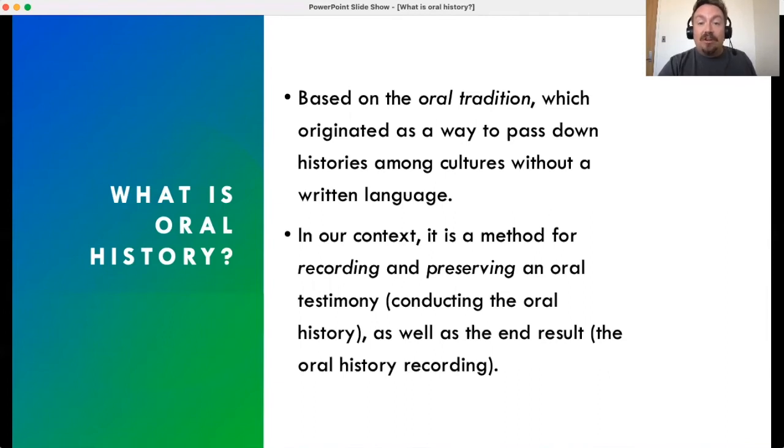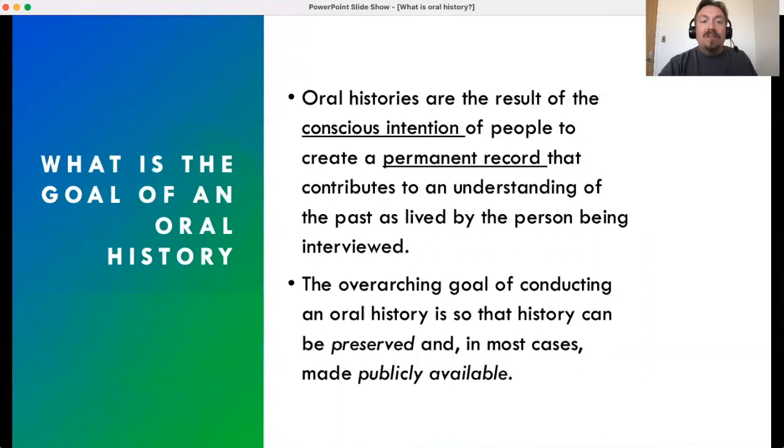Oral history is a term used to mean both the method of recording the history as well as the end result or the recording itself. In other words, oral history is a term used for the process of conducting the oral history, what you are interested in doing, as well as the term used to identify the product that is created, the recording, the transcript, the end result, etc. So what are the goals of oral history?